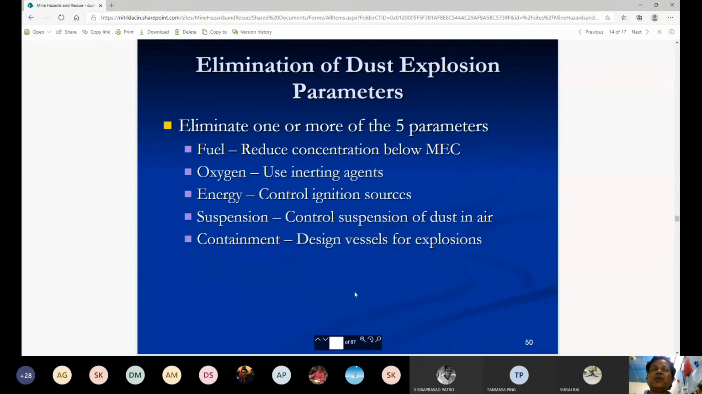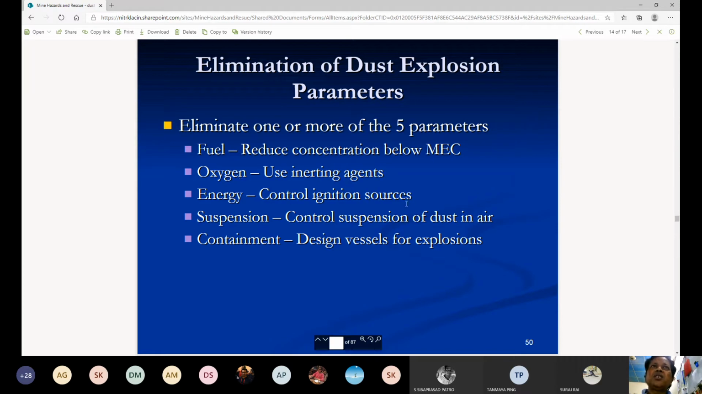So that's why you have to understand and eliminate the dust explosion parameters. If you remove the fuel, or if you reduce the concentration of coal dust below the minimum explosive concentration, then you can eliminate the dust explosion. And if you remove the oxygen, do not allow oxygen to enter the dust area, then also you can eliminate the dust explosion.